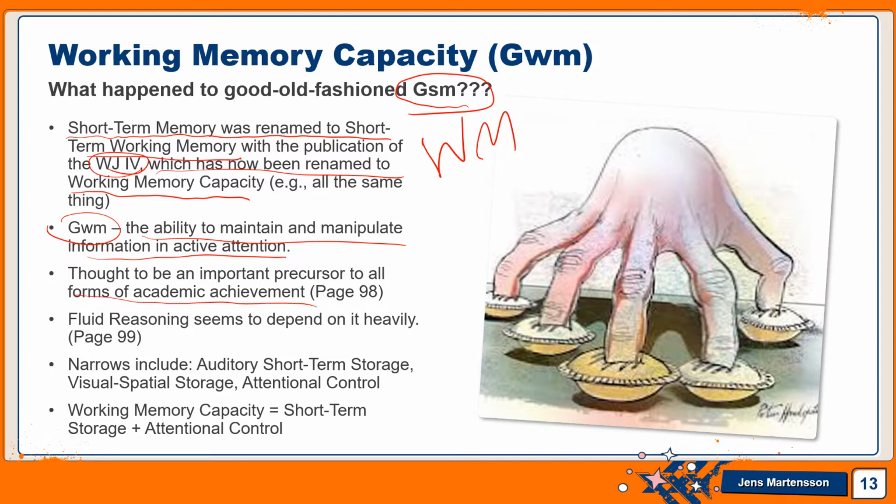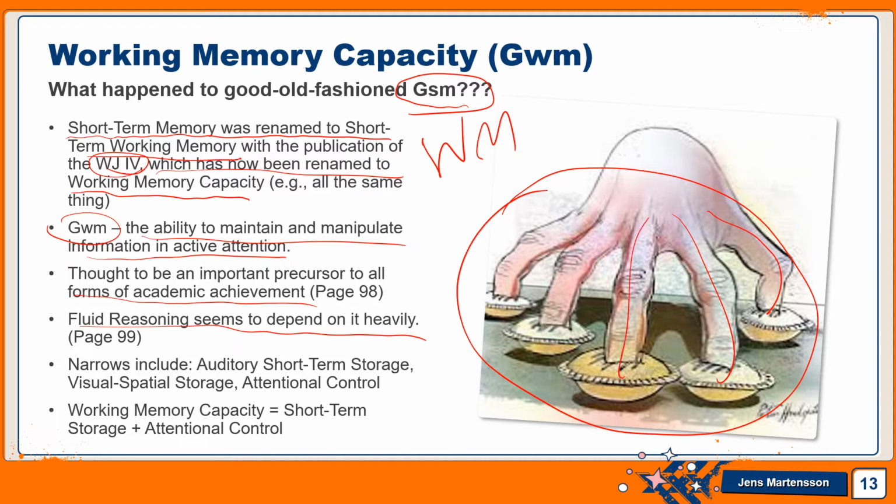All forms of academic achievement. Fluid reasoning seems to depend on it heavily. The reason why I have this picture over here is because it says that working memory kind of has its fingers in all areas of academic achievement, which is why it has that there.